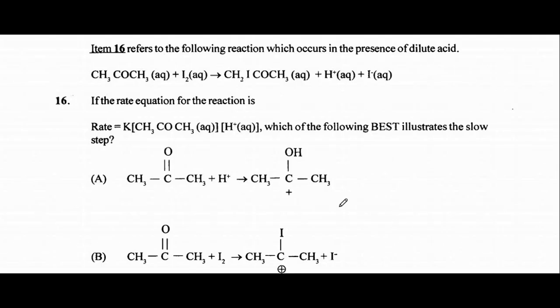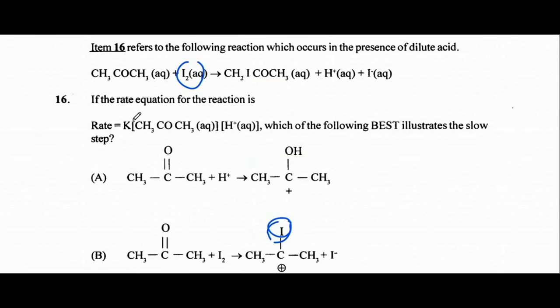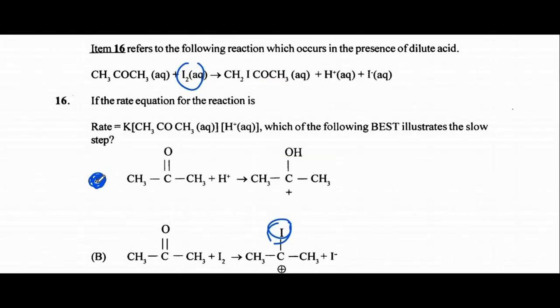The slow step represents... We're going to look for whatever is in the rate equation. Seeing that iodine is in the equation but not in the rate equation, we can't choose one with iodine, and we see where B has iodine, C has iodine, and D has iodine. So the answer here is A. We look for what's in the rate equation. There you go.